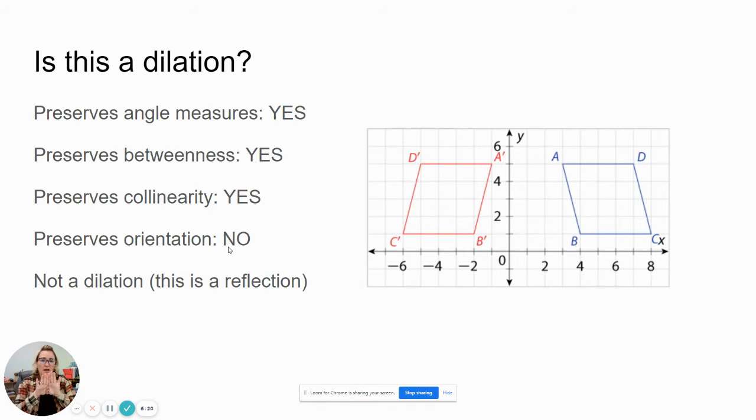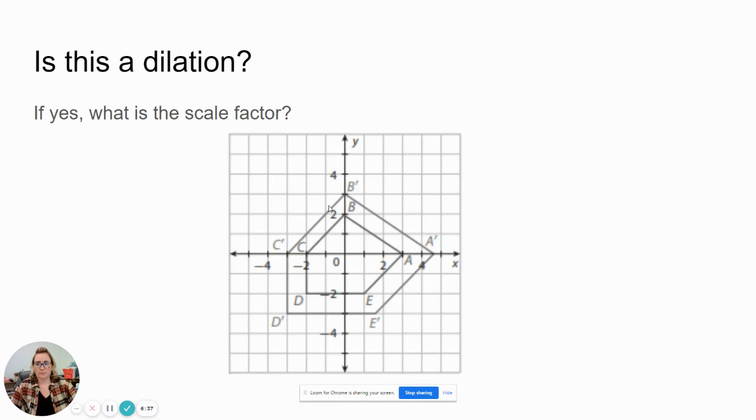It actually went from A, B, C, D to A, D, right? We flipped it. This is actually a reflection, not a dilation. Dilations mean it's the exact same shape. It is just bigger or smaller than the original.